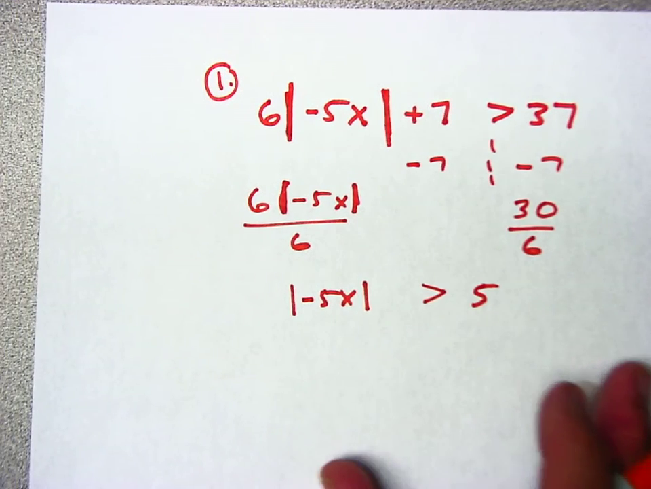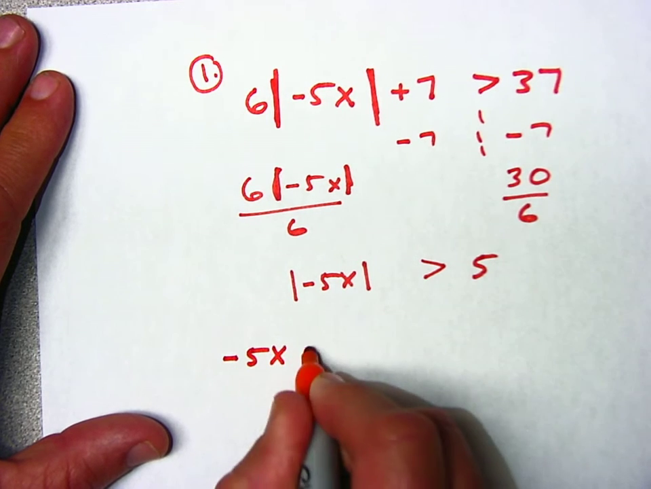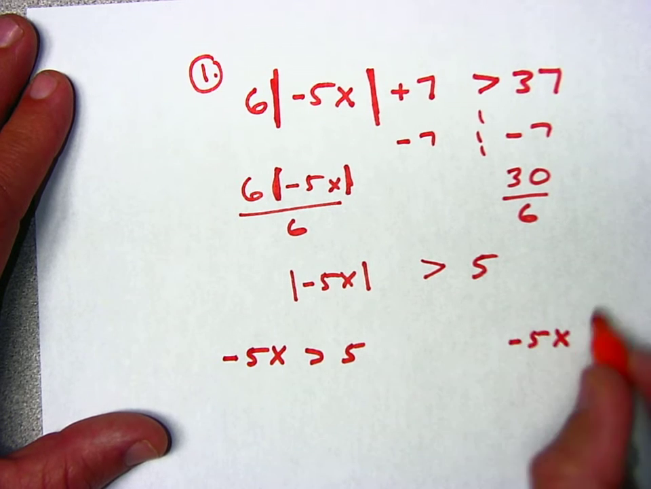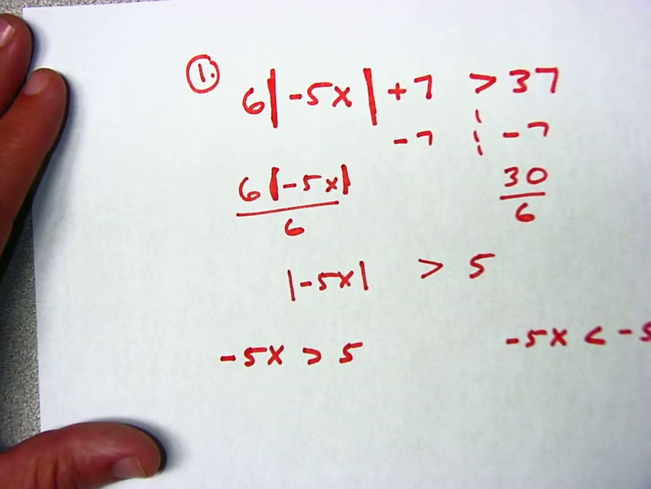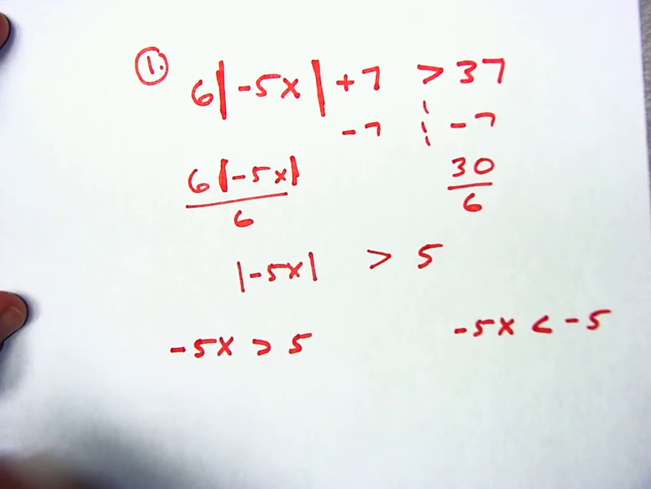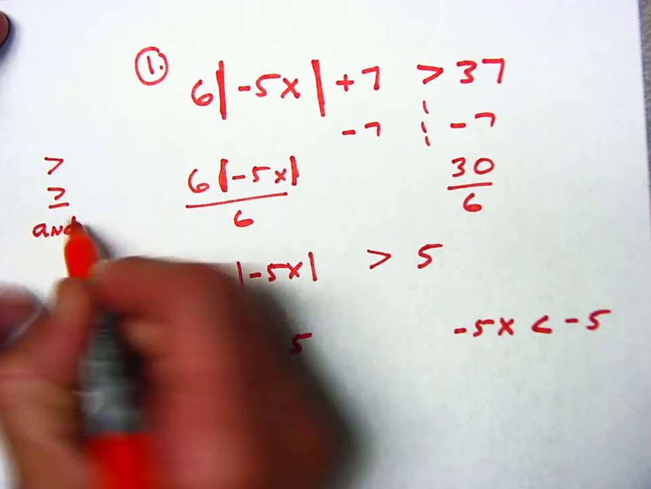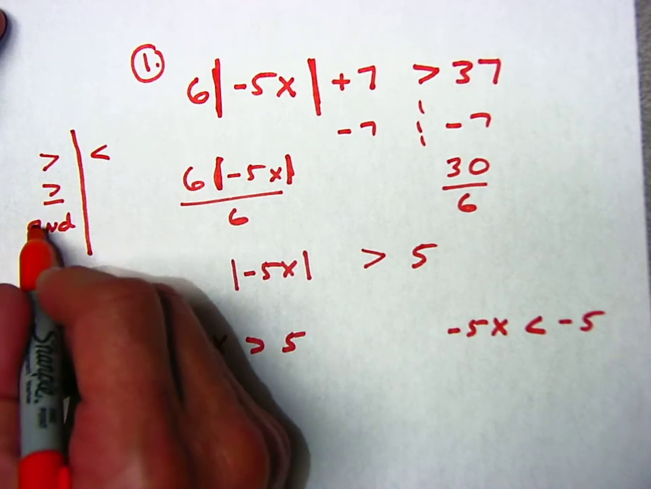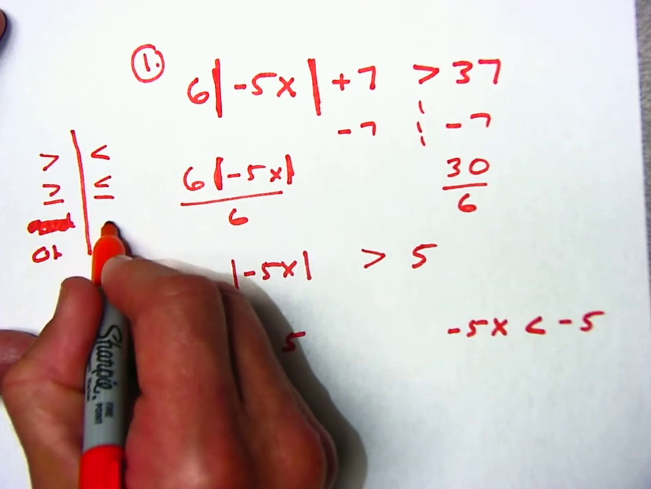Now you're going to crack it open like I showed you. The first one is just drop the bars, change nothing. The second one is drop the bars, flip the inequality, and change the sign of the number on the right. Kind of with me so far? And then we got a new chart for you. If you have greater than or equal to, it's going to be and. If the problem starts out with less than or, it's going to be or. And if it's less than or equal to, it's going to be and.